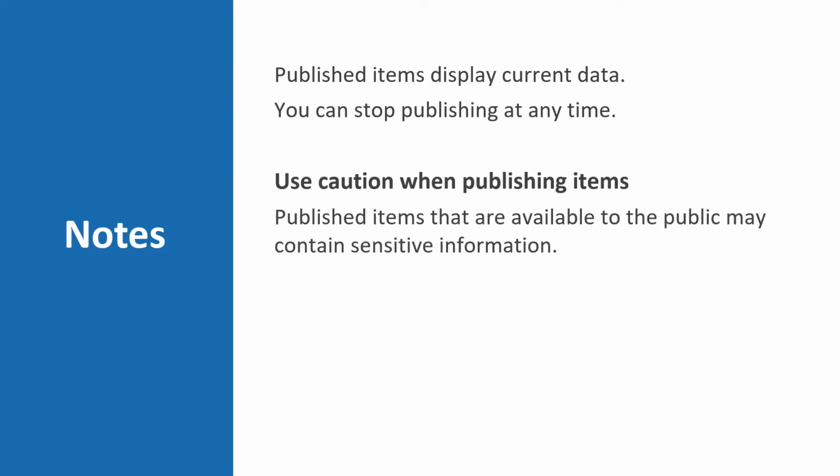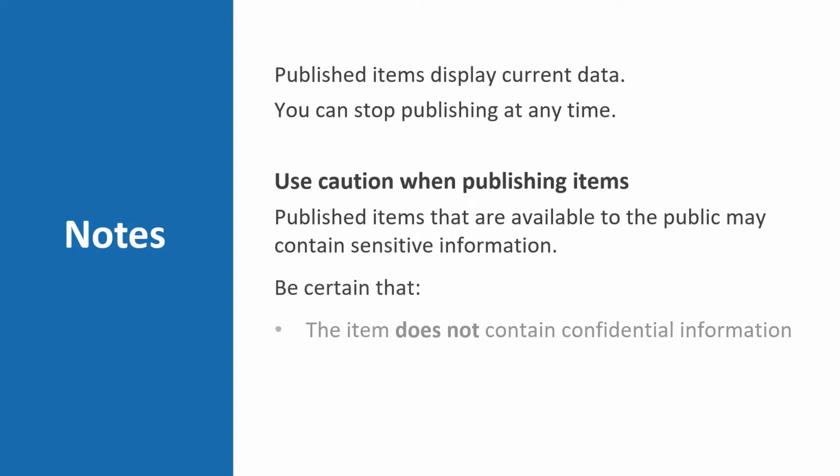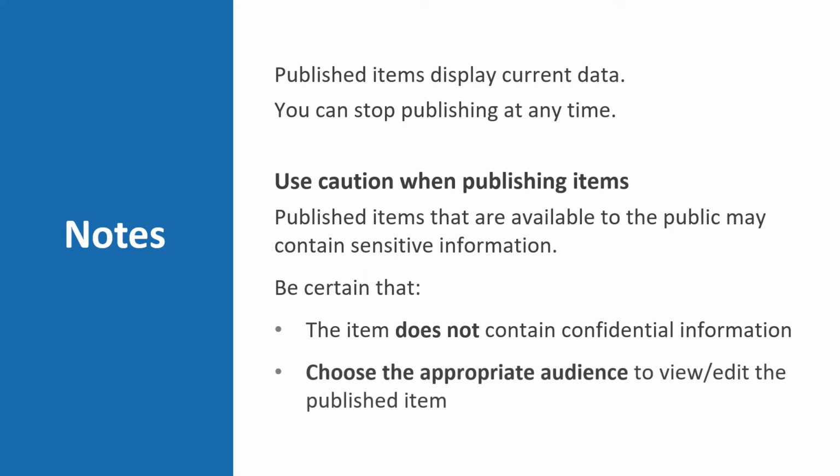In addition, it's important to use caution when publishing items. Published items that are available to the public may contain sensitive information. Be certain that the item you publish does not contain confidential information and that you choose the appropriate audience to view or edit the published item.